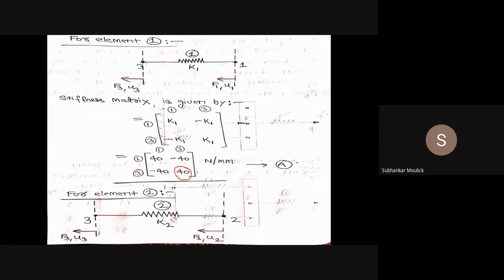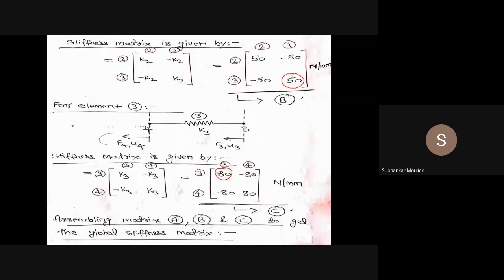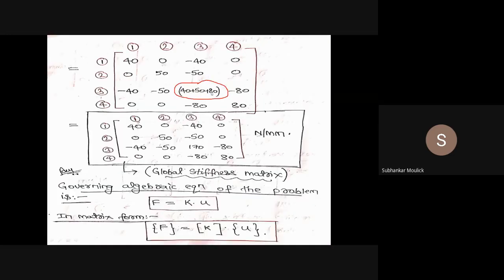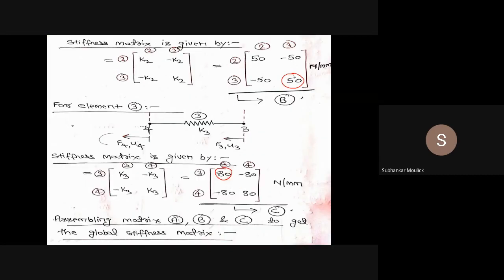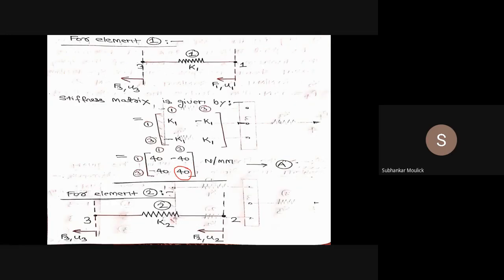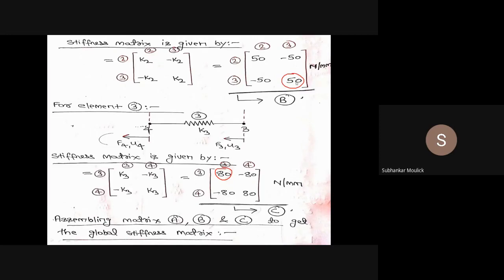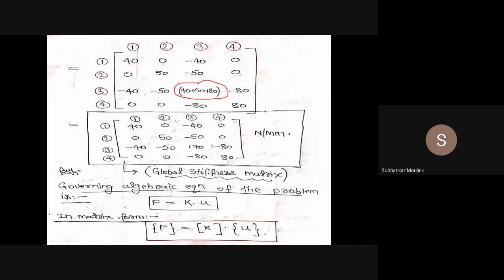So the overall assembled value of this third row and third column will be 40 plus 50 plus 80. Likewise, I have to do. But if this 3 cross 3 value from matrix B, this 50, is minus, then my resulting answer would be 40 minus 50 plus 80. That will be this value. Is it clear to all of you?